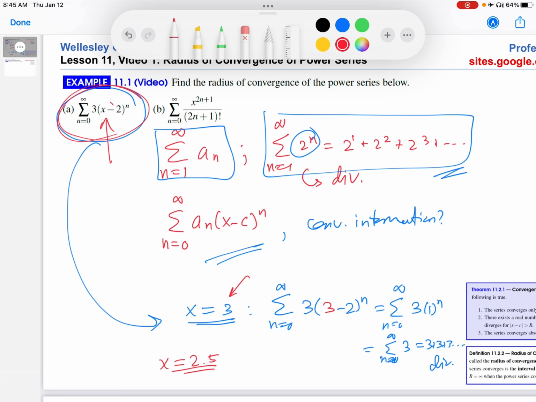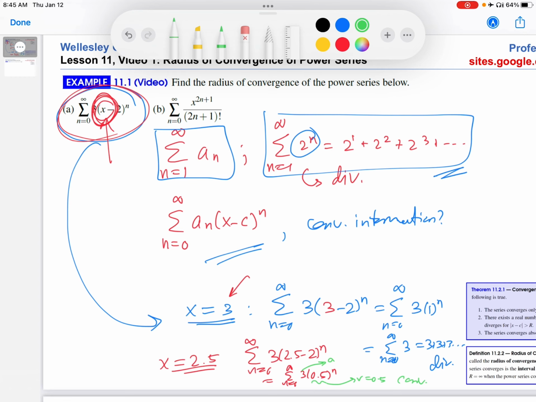Okay. If I put 2.5 up here for x, then the infinite series is 2.5 minus 2 to the n, summing from 0 to infinity. Okay, so that's 3 times 0.5 to the n. Hey, that's a geometric series, where this is a and r is 0.5. And because the absolute value of r here is less than 1, this geometric series converges.